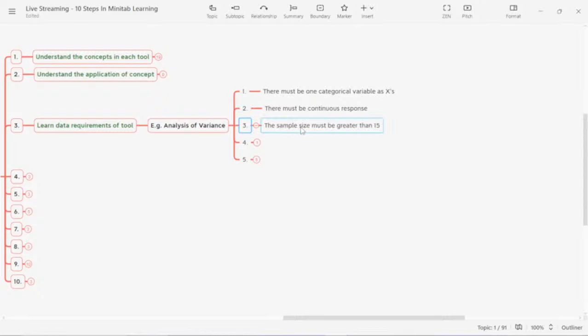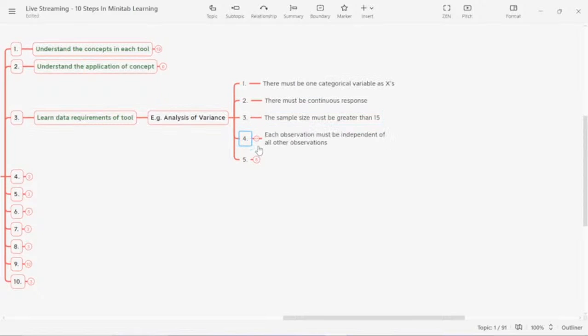The sample size must be greater than 15. This is just to ensure that our data is following the normal distribution. If our data is not following the normal distribution, then we need to use a non-parametric test in that case. So it's very important for the application of ANOVA that we have a sample size at least greater than 15. Each observation must be independent of all other observations, because if the observations are dependent, then the interpretation of the results will not be accurate.